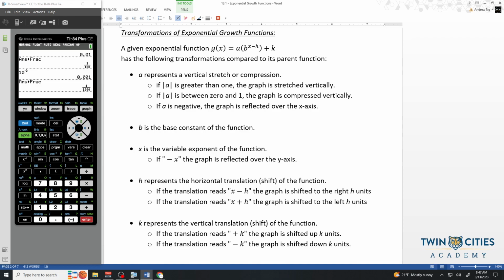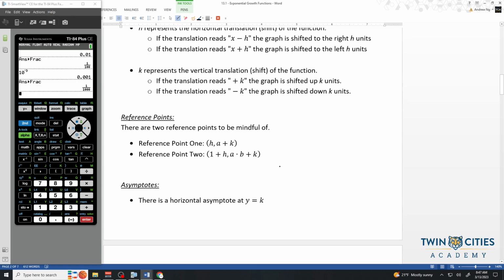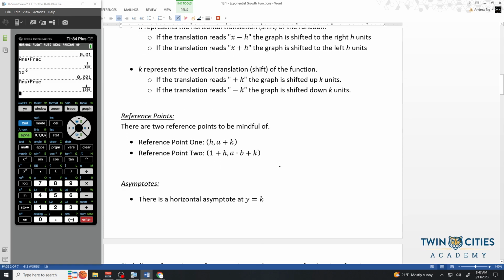The next thing I'll need are the reference points and asymptotes. So I've got 2 reference points, as I had for my last functions that we worked with. I've got reference point 1 and reference point 2. Now, this time I don't have an initial point because it's not really starting anywhere, but my first reference point is going to be at h, comma, a plus k, and then my second is going to be 1 plus h, and then a times b plus k.